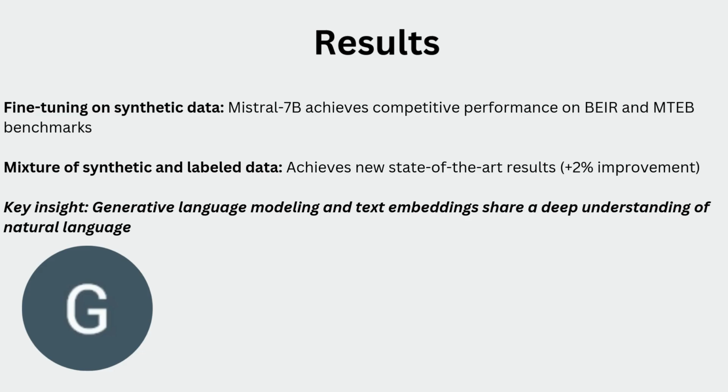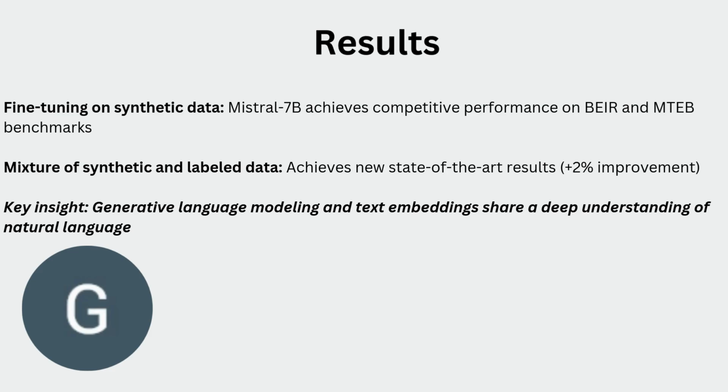Coming to the results, when fine tuning Mistral 7B on only synthetic data, they found that they achieved competitive performances with the two-step training paradigm of encoder-only models on benchmarks like BEIR and MTEB. But when they fine-tuned on a mixture of synthetic and labeled data, which they have taken from existing data sets, they achieved new state-of-the-art results with around 2% improvement, which is a significant improvement. The key insight here is that generative language modeling and text embeddings share a deep understanding of natural language.